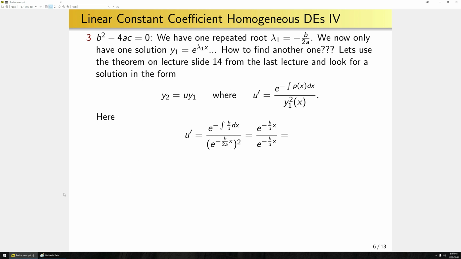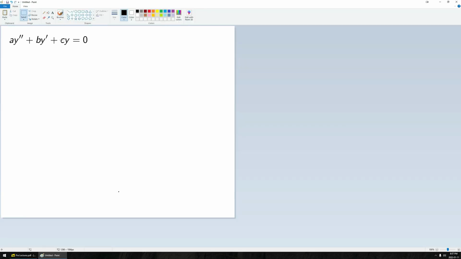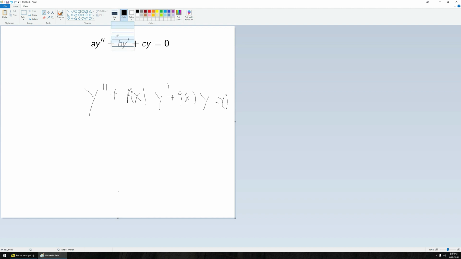Well, lecture slide 14 didn't actually apply for differential equations of this form. It only applied for differential equations of the form y double prime plus some p of x, y prime, plus some q of x, y is equal to 0. So I can't use this theorem directly on this differential equation.